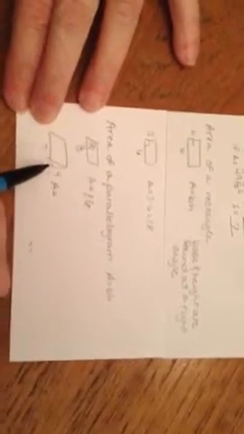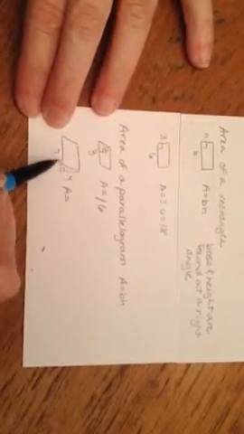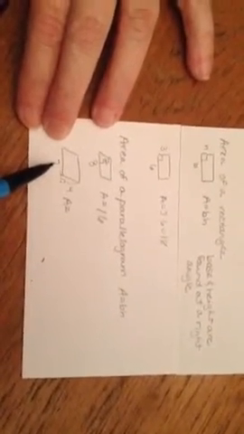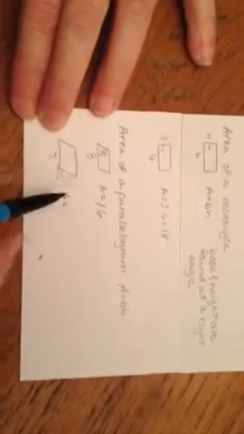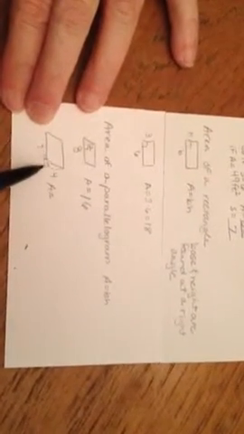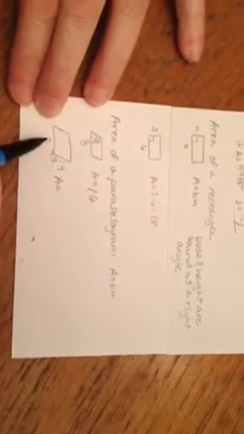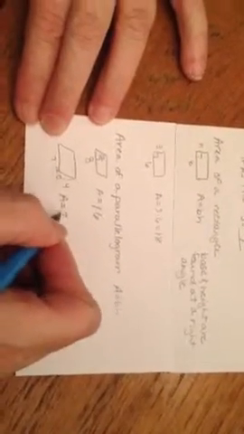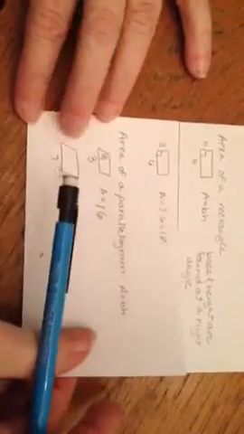In this particular parallelogram, the height is formed by dropping a perpendicular to the exterior of the parallelogram. I know that my base is 7, my height is 4. I don't worry about this part over here as part of the measurement because it's just there to help me make my right angle. 7 times 4 is 28.